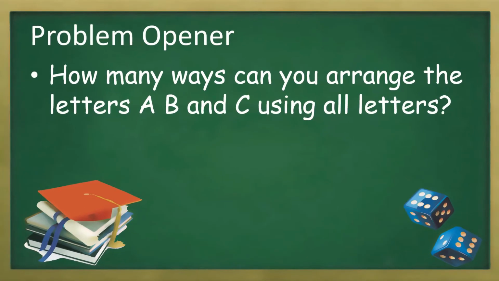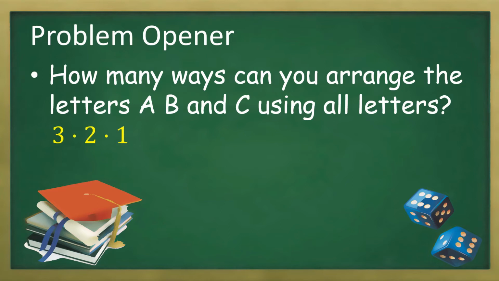Before we proceed with the topic, let's have this problem. How many ways can you arrange the letters A, B, and C using all letters? Since you want to arrange the letters A, B, and C using all letters, we can actually answer this one using the fundamental counting principle, where we're going to have selections and we're going to list down the choices per selection. So for this one, 3 selections.